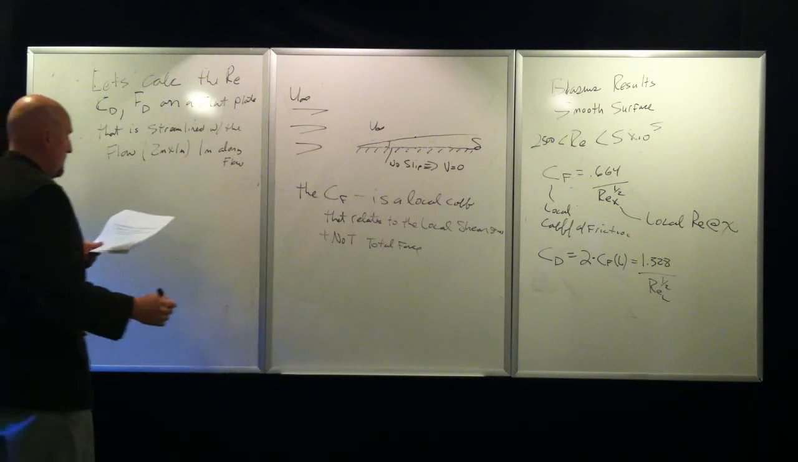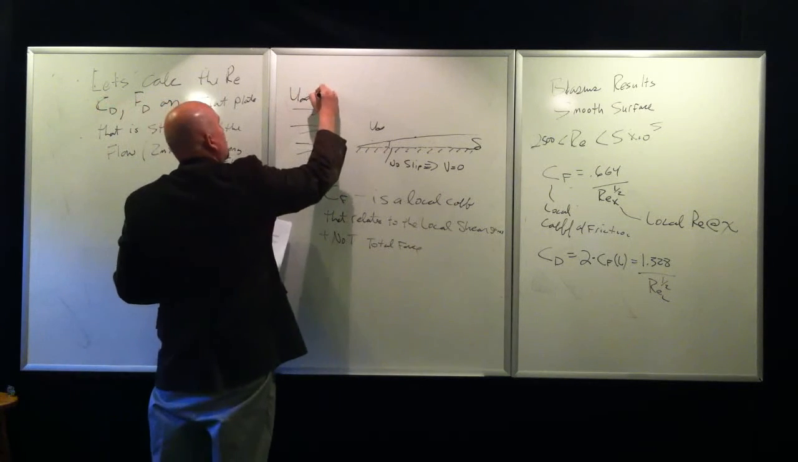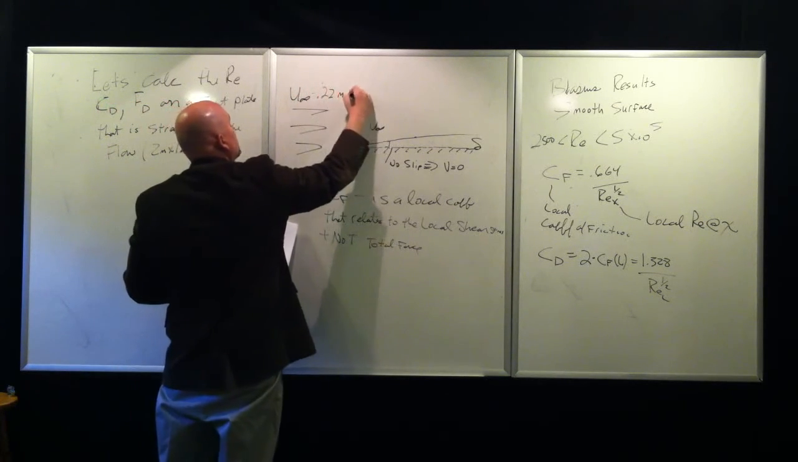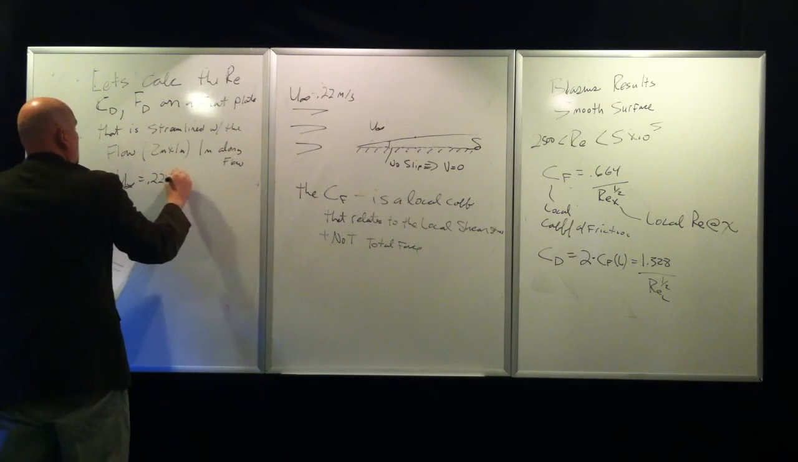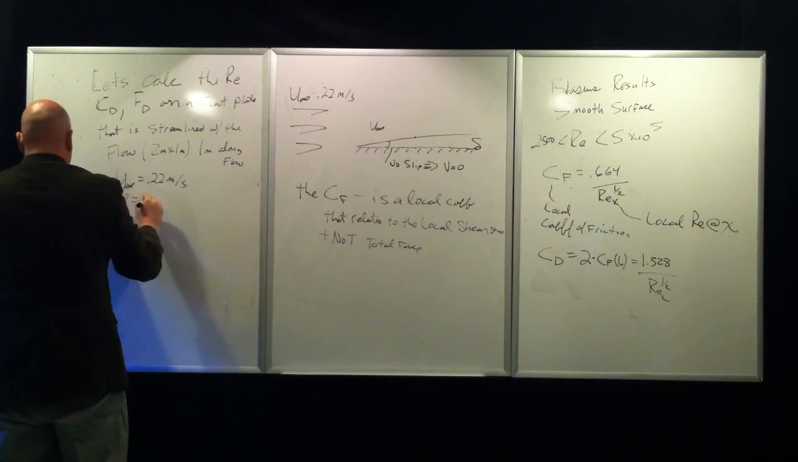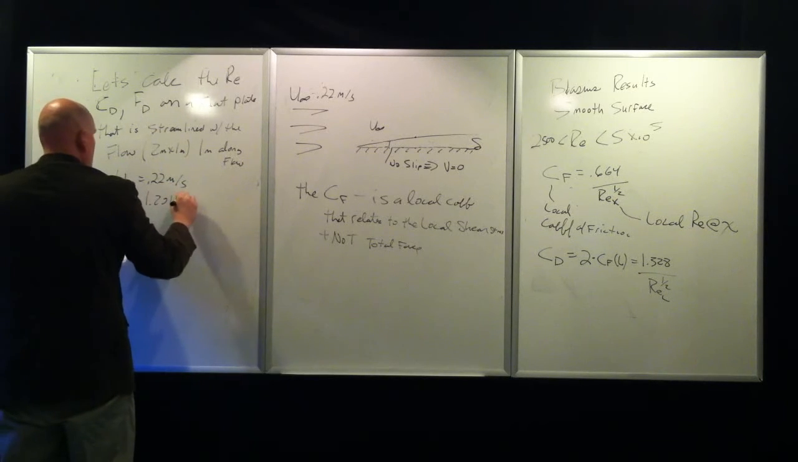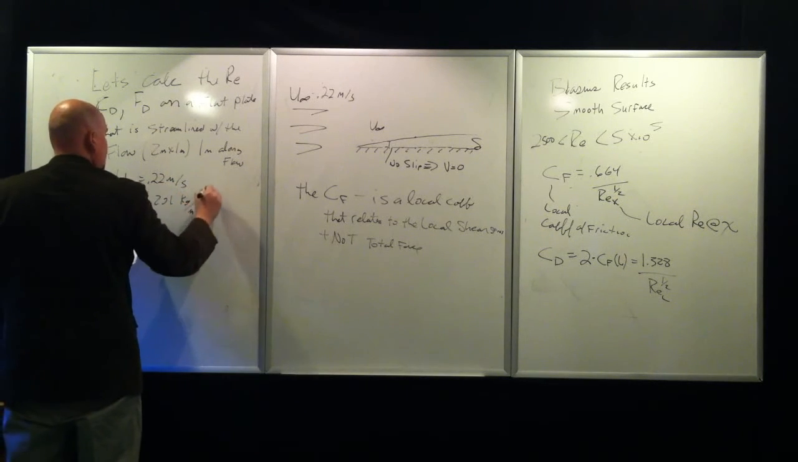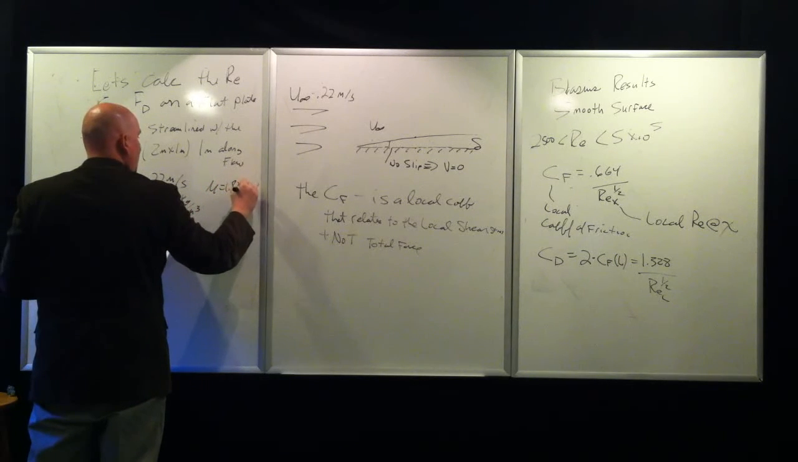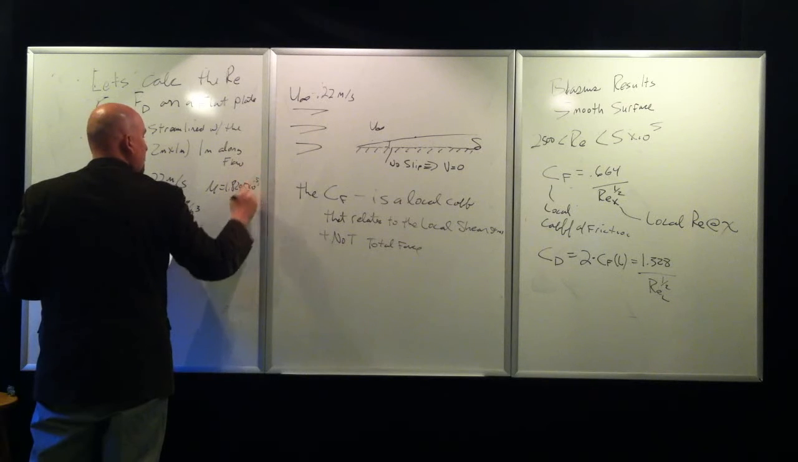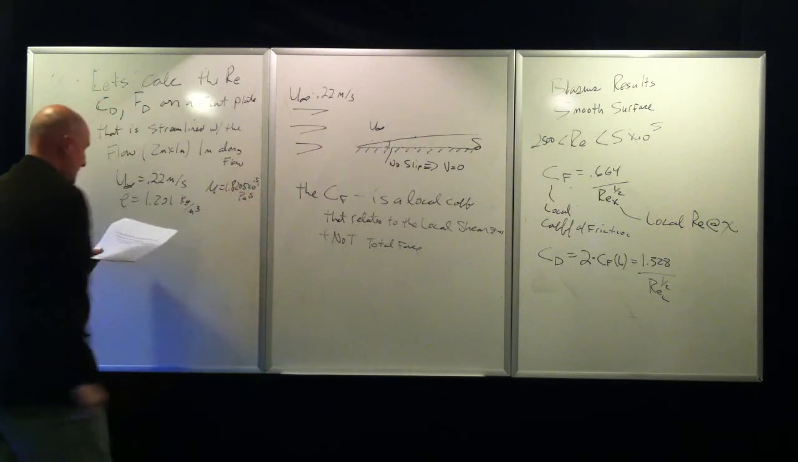Air is going to be moving over top of it. Let's say it has a velocity of 0.22 meters per second. The density is going to be 1.201 kilograms per meter cubed, and the viscosity is 1.8205 times 10 to the negative fifth pascals times a second.